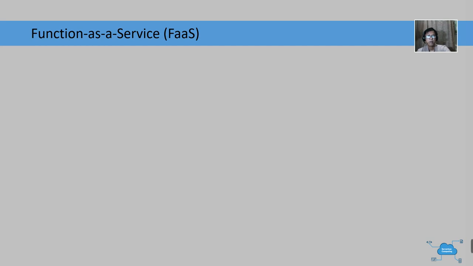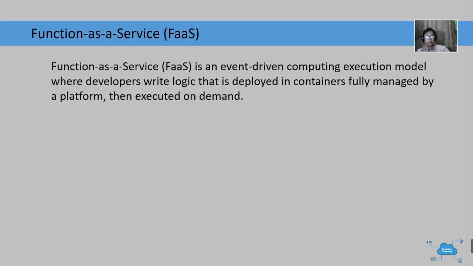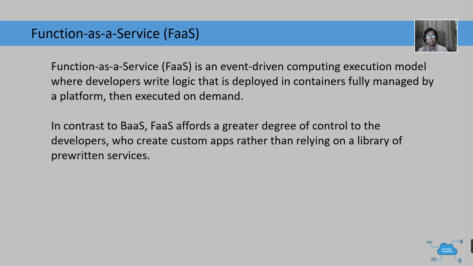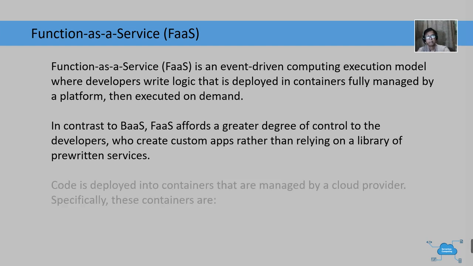So what is function as a service, or FaaS? Function as a service is an event-driven computing execution model where developers write logic that is deployed in containers fully managed by a platform, then executed on demand. In contrast to BaaS, FaaS affords a greater degree of control to the developers who create custom apps rather than relying on a library of pre-written services or APIs. Code is deployed into containers that are managed by a cloud provider.